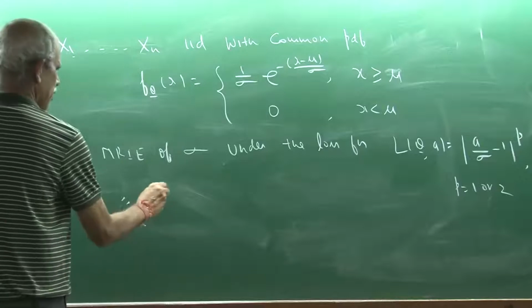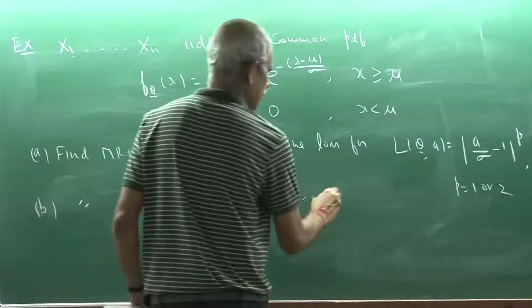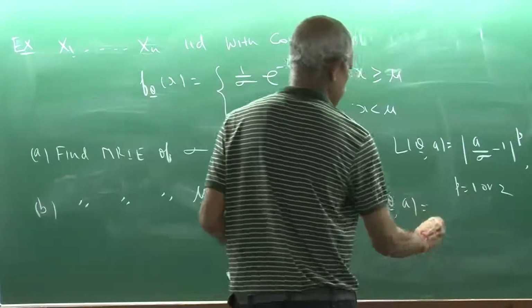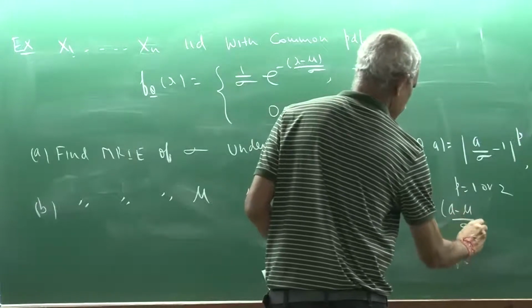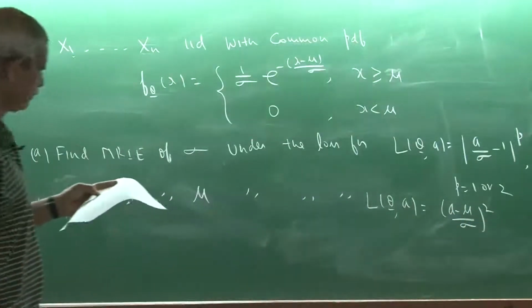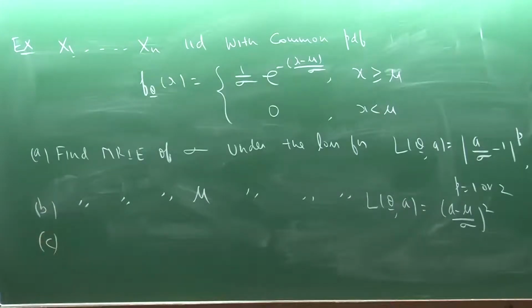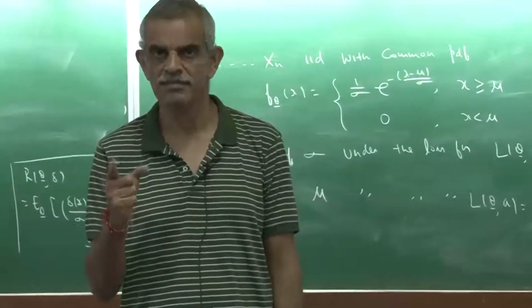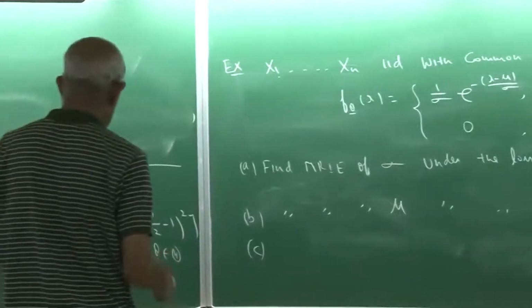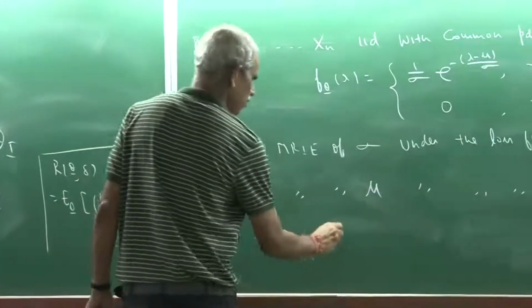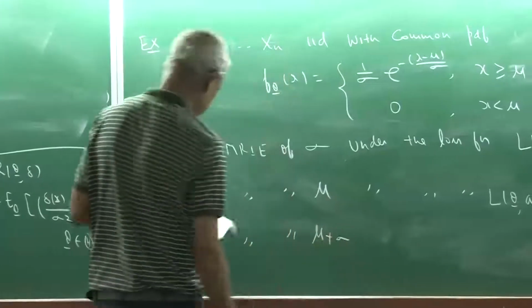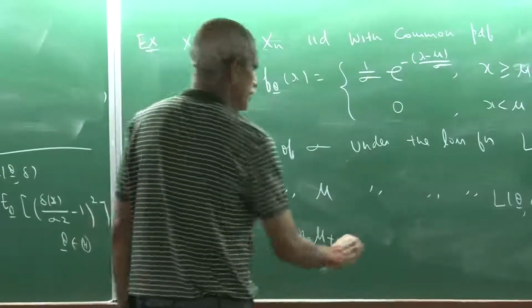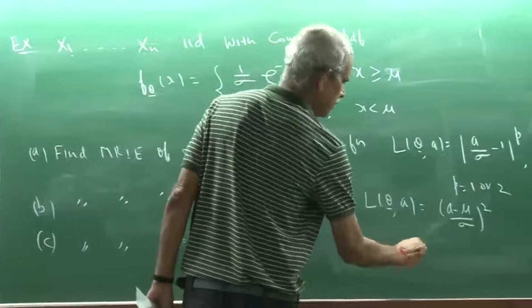Part B: find the MRI estimator of mu under the loss function L(theta, a) = ((a - mu)/sigma)^2. Part C is the problem which I did not do, because in the location scale model I only dealt with estimation of mu or sigma. Part C says find the MRI estimator of mu plus sigma, which I am denoting by eta, under the loss function S.